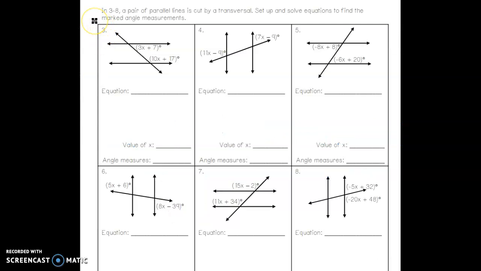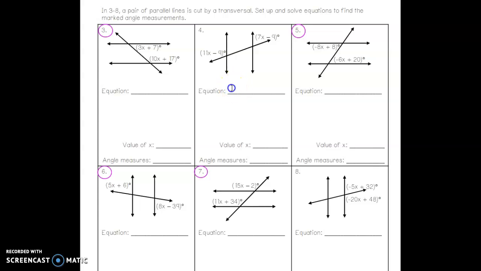In 3 through 8, a pair of parallel lines is cut by a transversal. Set up and solve equations to find the marked angle measures. Your job is to do questions 3, 5, 6, and 7. That is what you're going to do before you move on to your homework. I'm going to check these in class. Together, we will go ahead and finish 4, 8, and 9.